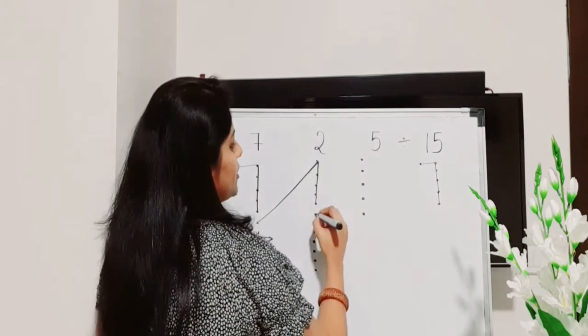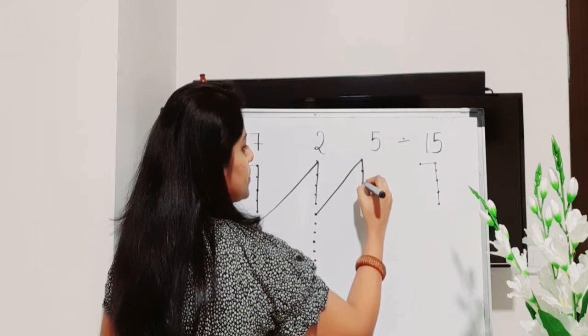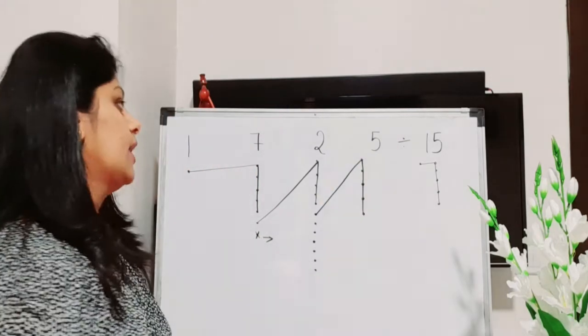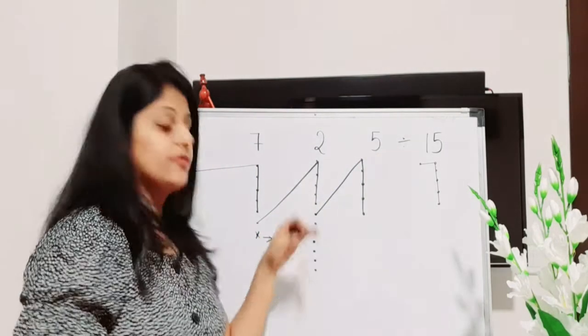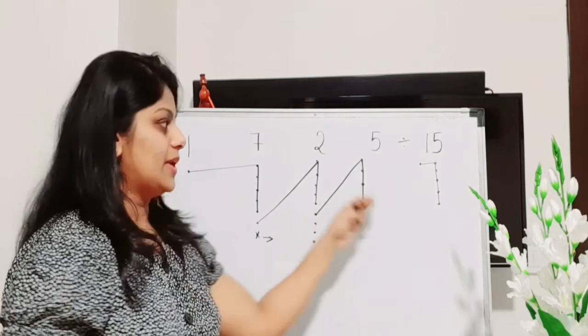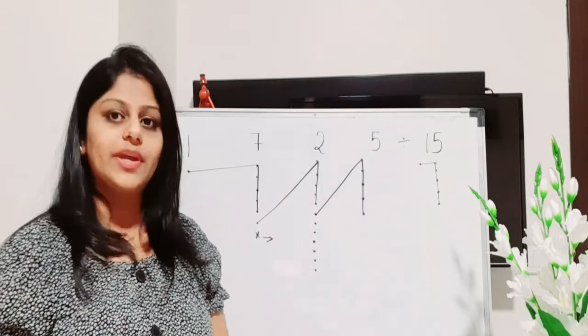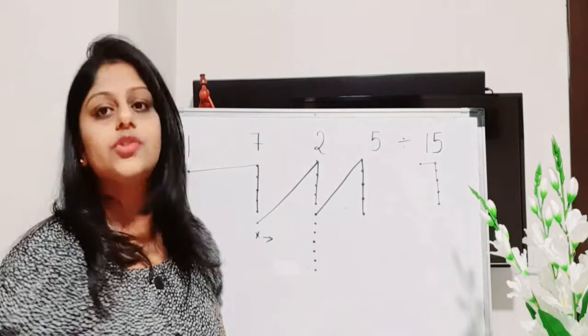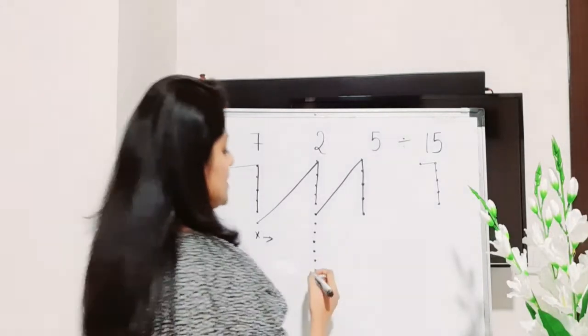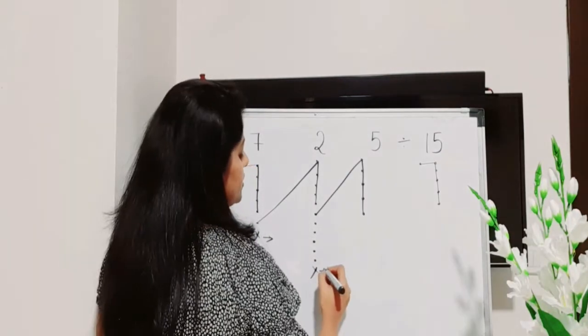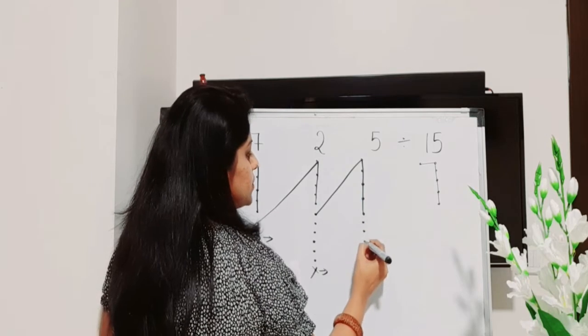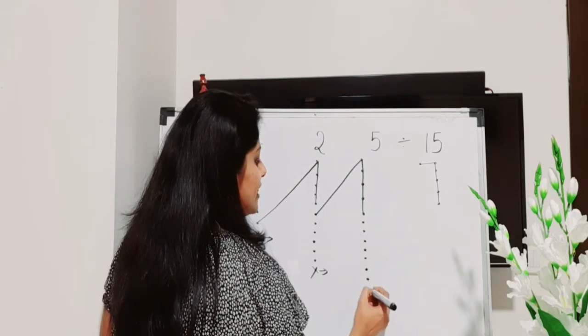So 1 dot from here, and 1, 2, 3, 4, 5 dots from here. Now you can see that in the third column we still have dots remaining, but in the last column do we have dots remaining? No, we need to have 5 dots to form a group, right? So again same step. Cancel 1 dot from here, shift it over here, so it will become 1, 2, 3, 4, 5, 6, 7, 8, 9 and 10.